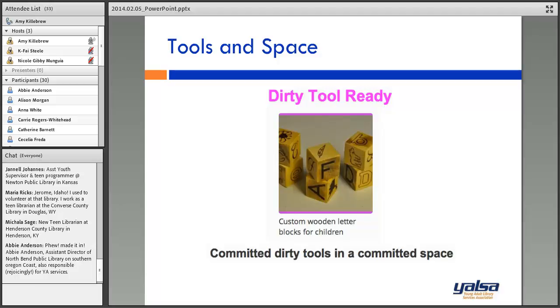And then lastly is dirty tool ready. And this also requires a dedicated space, but utilizes tools like saws and drills, which can be dirty and noisy. There are just a couple of libraries that are really doing this right now. So we don't see a whole lot of this, and you're not going to find a ton of these sorts of projects on the site yet either, but we do add them periodically.